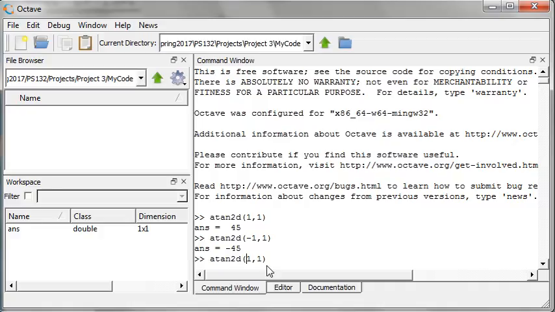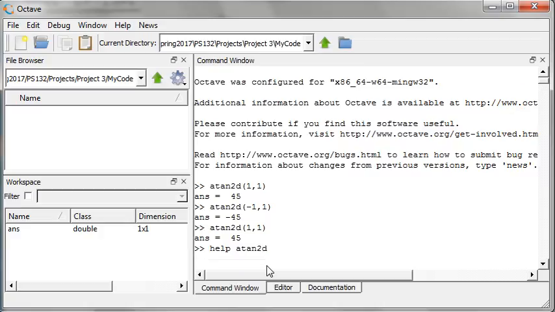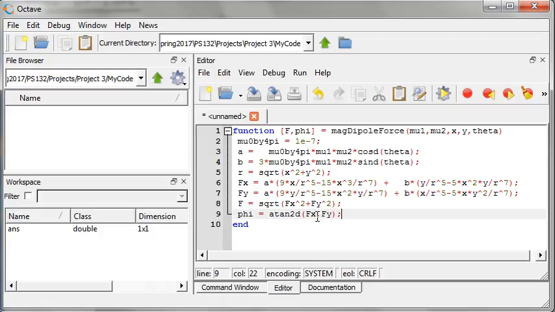Let's see if the help works. Help atan2d. Yeah, so you put it y comma x, and it calculates that. All right, so go to the editor. I'm glad I looked that up. So use Octave's built-in help there.